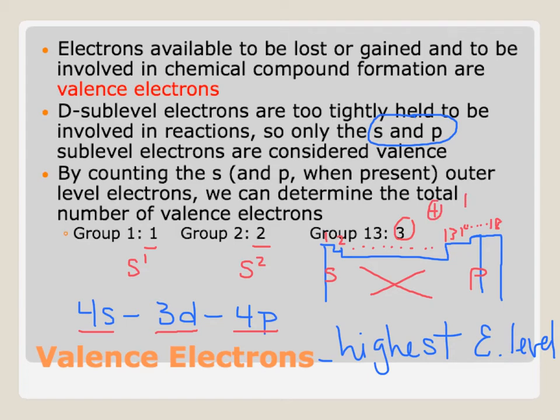15, I bet you can figure out here, has 5 valence electrons. Group 16 has 6 valence electrons. Group 17 has 7 valence electrons. And group 18 has 8 valence electrons. So just by being able to identify the group number, we can know the number of valence electrons as well. And that will be really important when we start looking at chemical reactions.